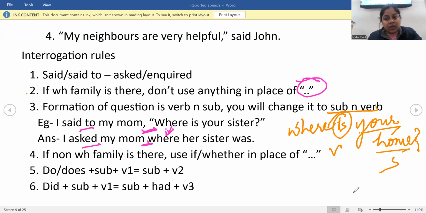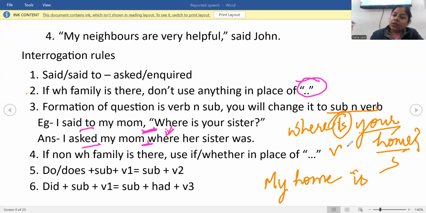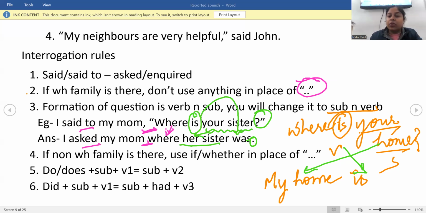But when we answer it, we do it again: my home is. So what we are doing here is converting it to the subject first and the verb later. This is what you have to do in reported speech also. Because now you're reporting the question and you're not posing the same question. आप रिपोर्ट कर रहे हो उसको कि इन्होंने ये पूछा था, but you're not posing the same question. That's why अब हम question mark को full stop में convert करेंगे and your sister will change to her sister and your is will change to was.